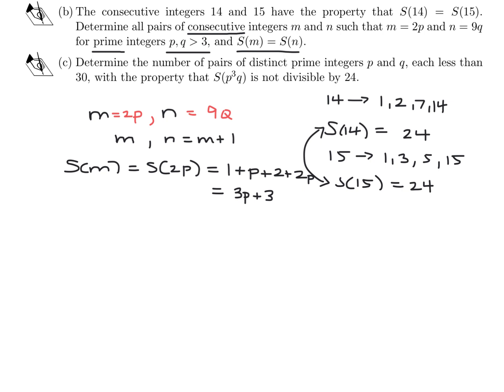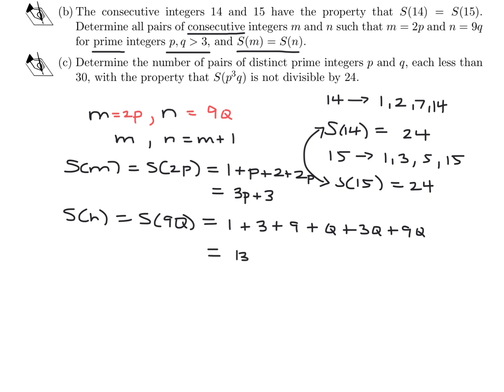And then s at n, well, n is 9q, so that's s at 9q. And again, q is prime. So the only divisors of 9q would be 1, 3, 9, q, 3q, and 9q, I believe. Yeah. So this is 13q plus 13.